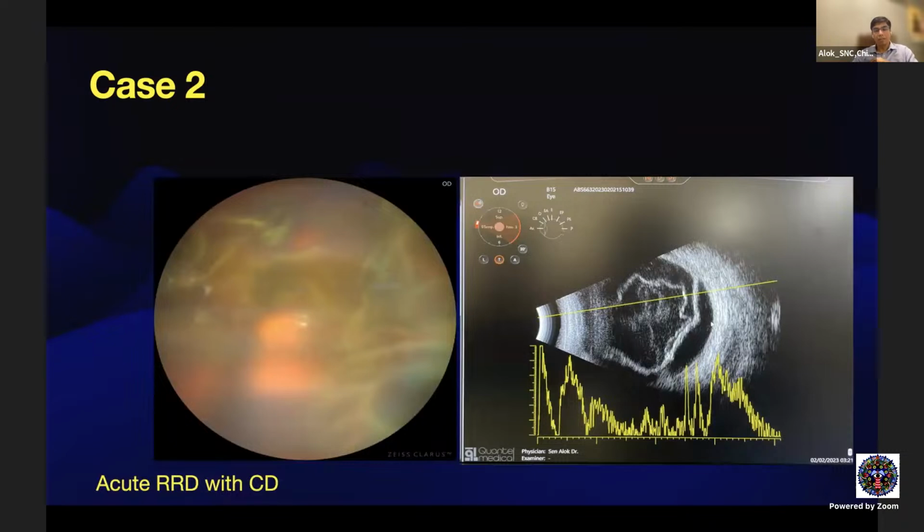When we did the fundus examination, there was total retinal detachment. As you can see, there was a lot of vitreous haze, and we could also see folds of retina. So the retina was folded considerably, and when we did the B scan, what we also saw was the presence of these, so you can see this, there was choroidal detachment as well. So this was an acute rhegmatogenous retinal detachment with choroidal detachment.